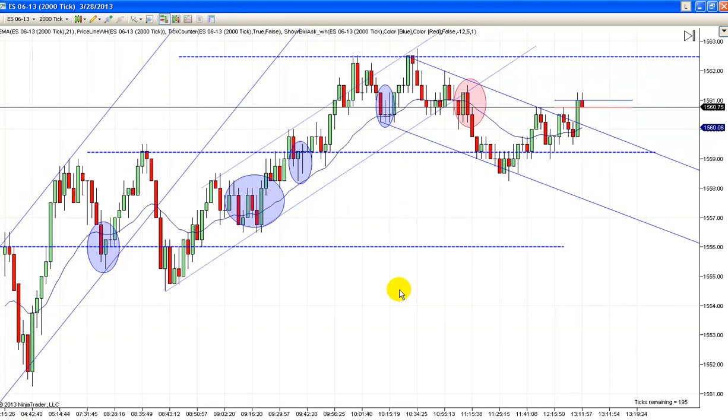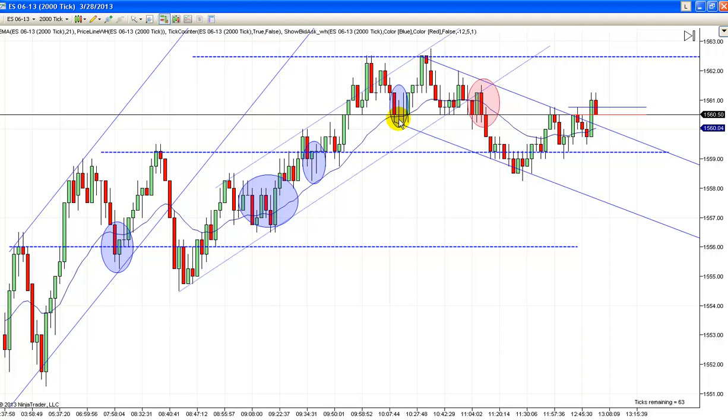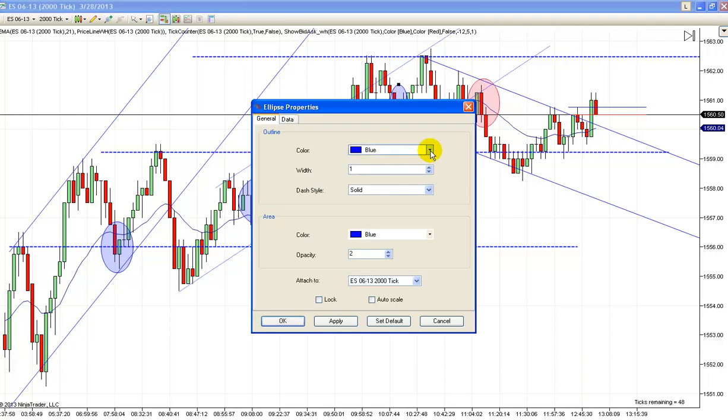But you got another chance to enter here. And again, it's just a bounce off the EMA. And I meant to have this one in green because it's a really aggressive trade. So I'm going to change it real quick.